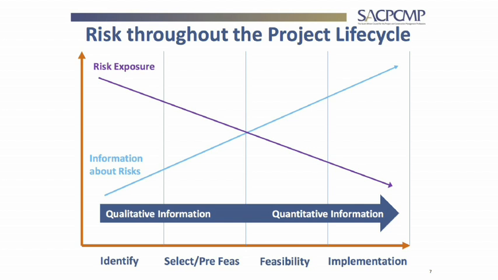Then there's a selection pre-feasibility phase they need to look at. That, of course, rolls over into doing a feasibility on the strategy, and once they've decided which way they want to go, then, of course, the final one of actually implementing that. So basically, what the risk exposure and the information shows you.